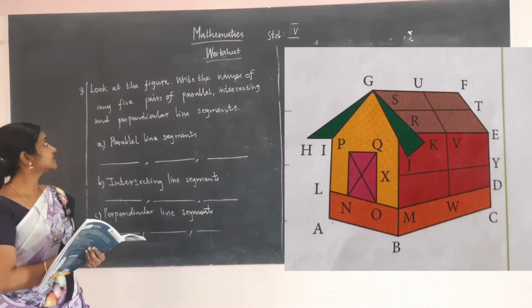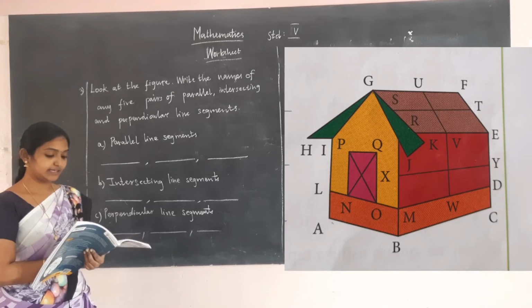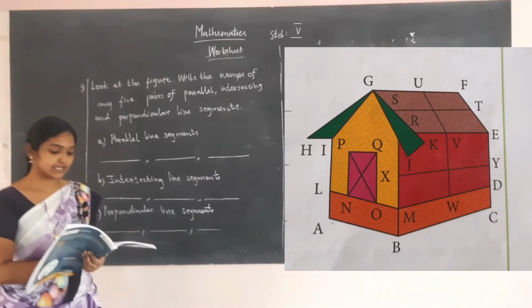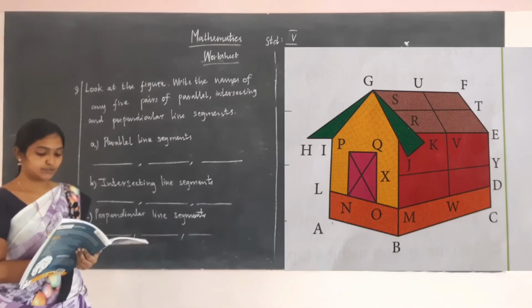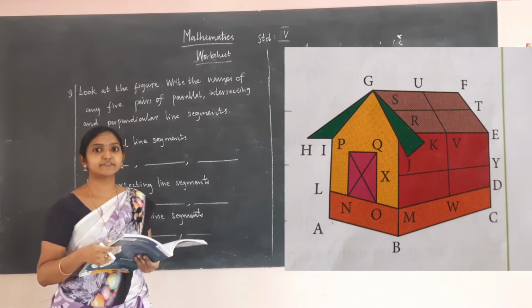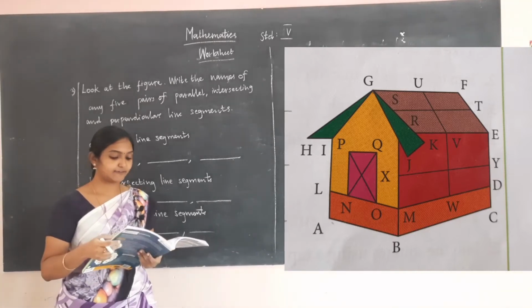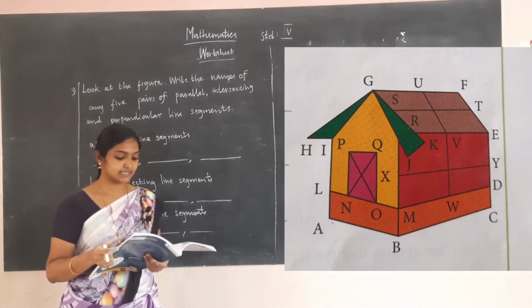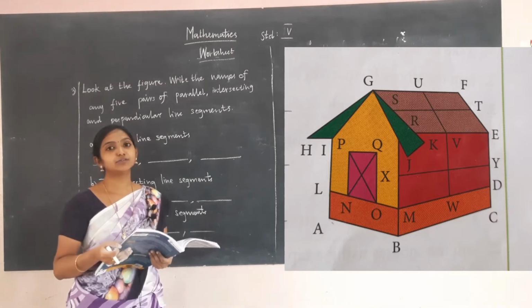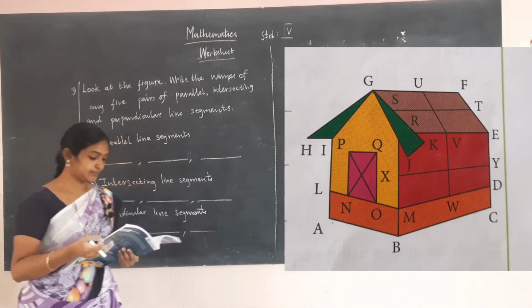The third question is look at the figure, write the names of any 5 pairs of parallel lines, intersecting and perpendicular lines. You can see the figure in the side. Now looking at the figure, we are going to answer 5 pairs of parallel lines, intersecting lines and perpendicular lines. I am going to find 3 of them and you are going to find remaining 2.